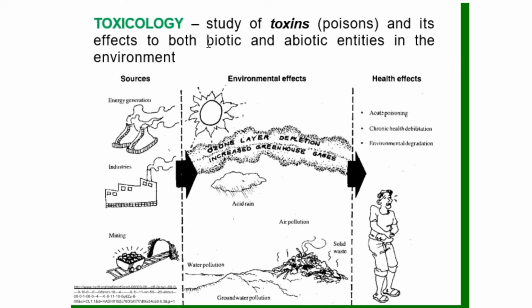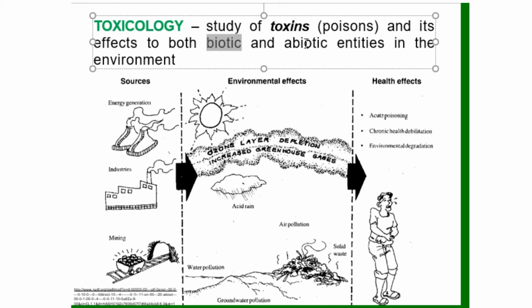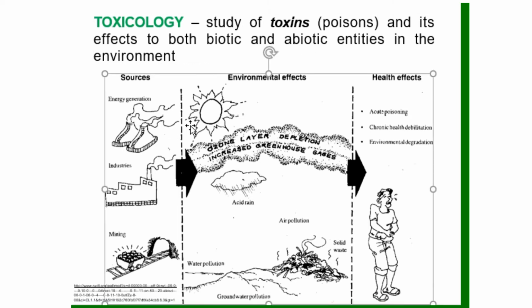So biotic, bio means life, living organisms. Abiotic means not living organisms, non-living things. So therefore we could say that toxicology is the study of toxins that could affect both the living and non-living entities. So here in this example, this is the diagram showing the movement of the toxins and the effect for both biotic and abiotic entities.